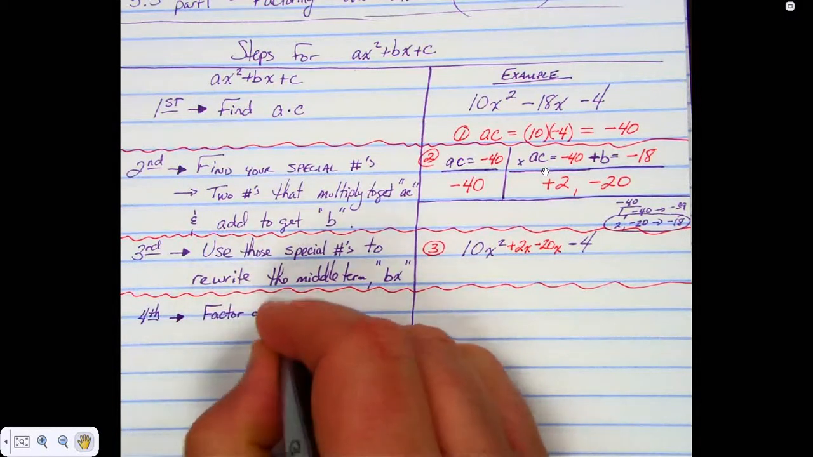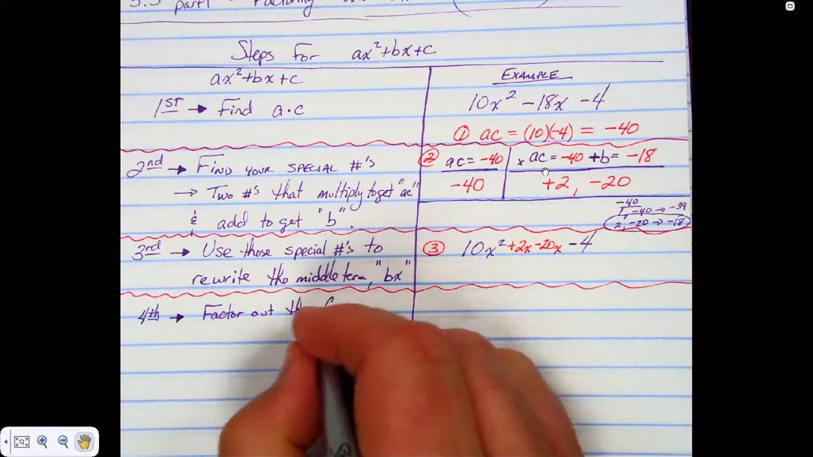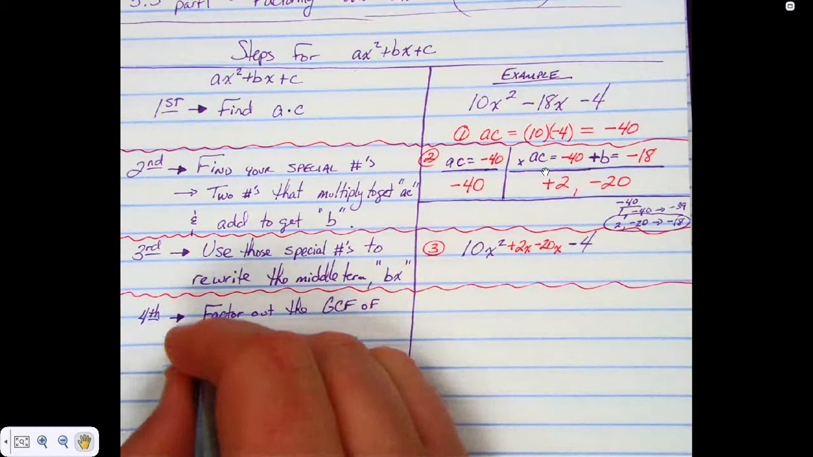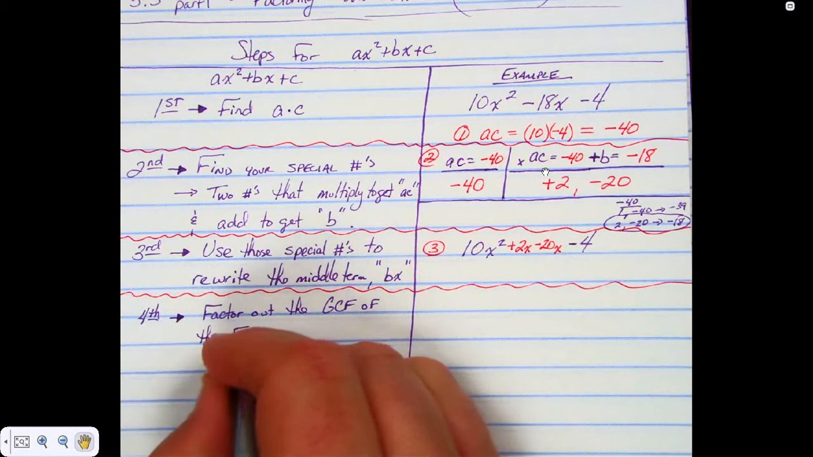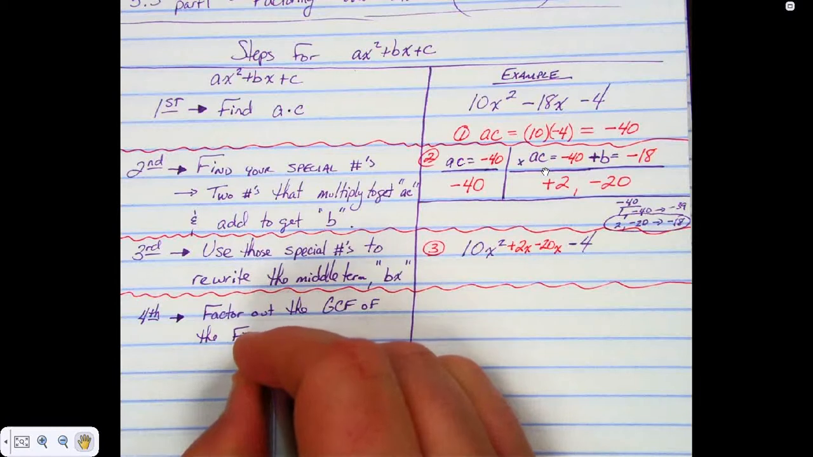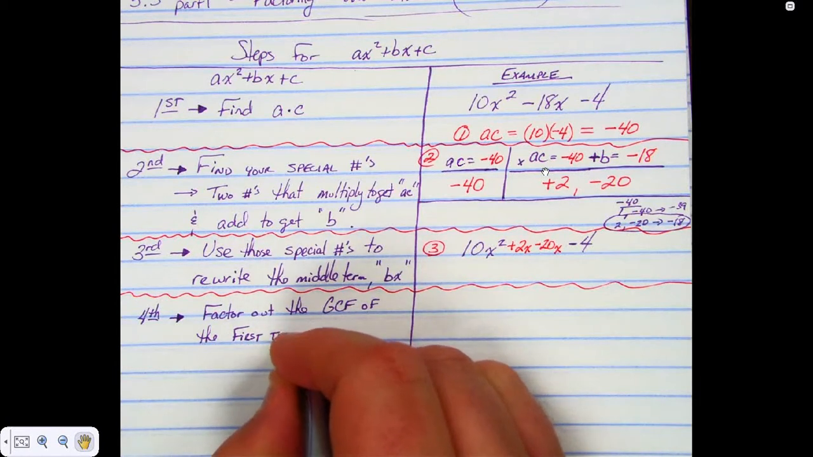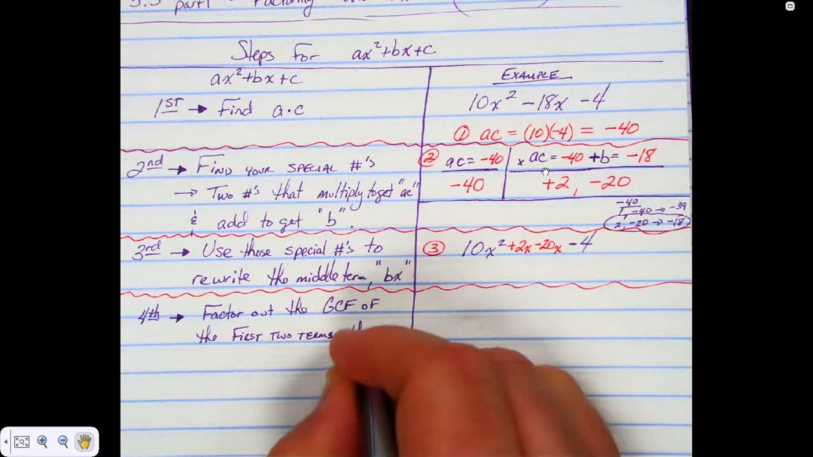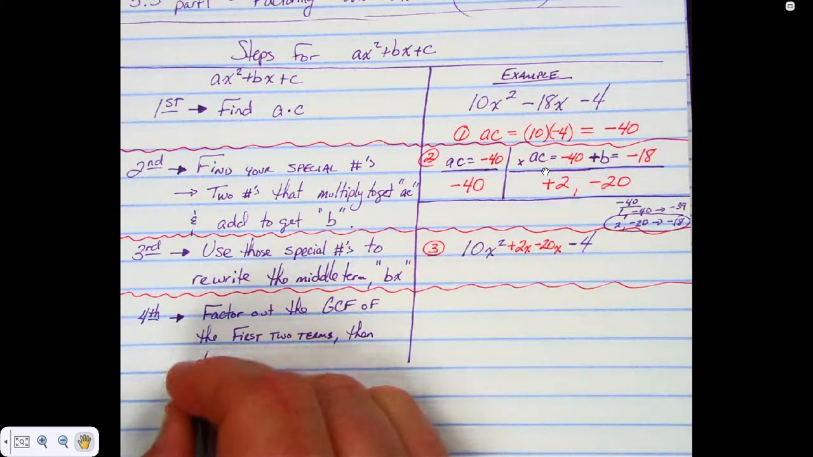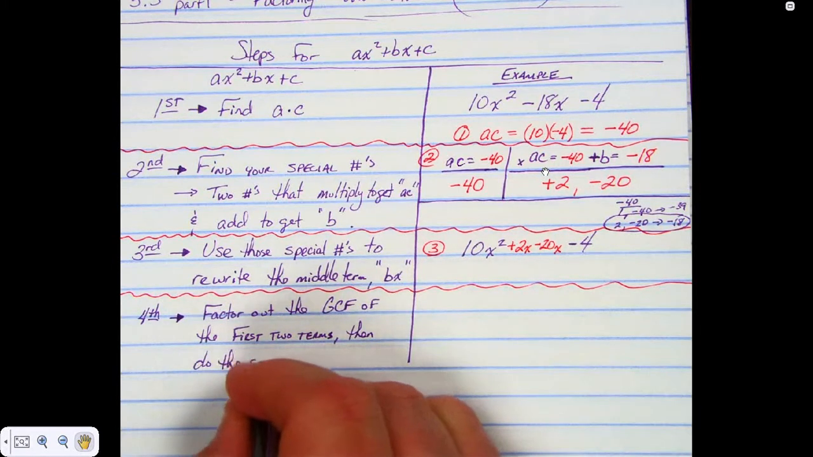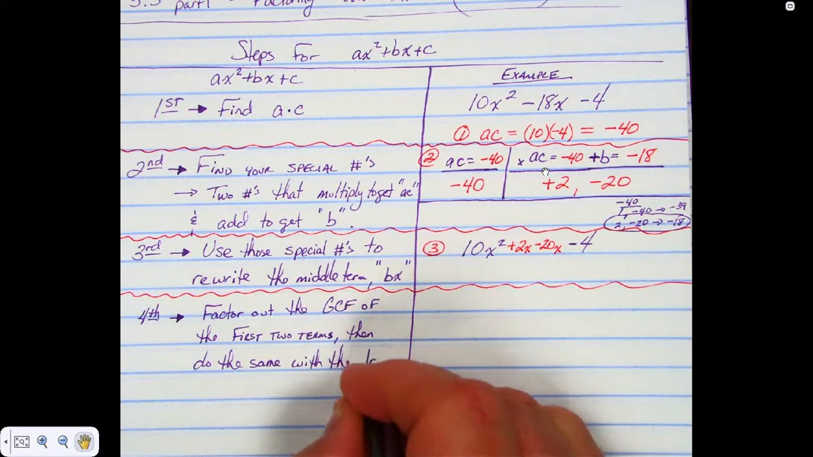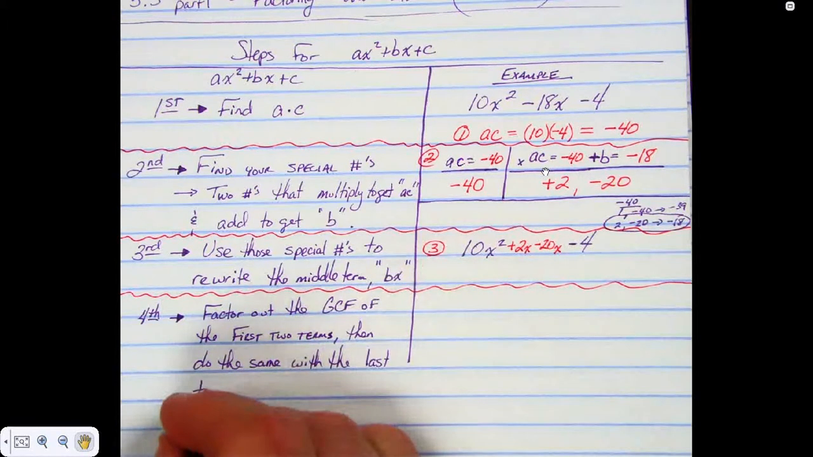Factor out the GCF of the first two terms, then do the same with the last two terms.